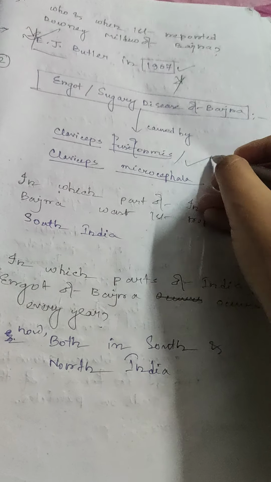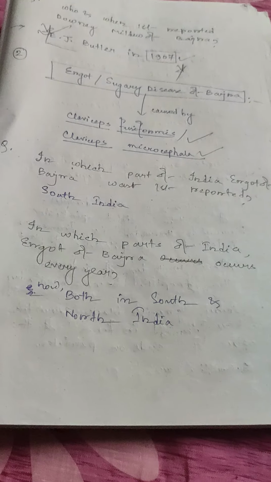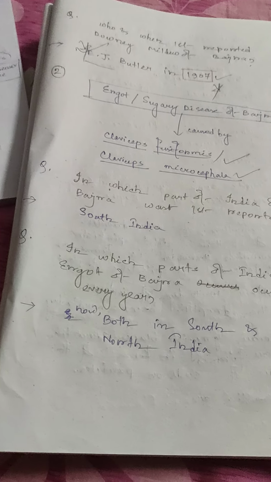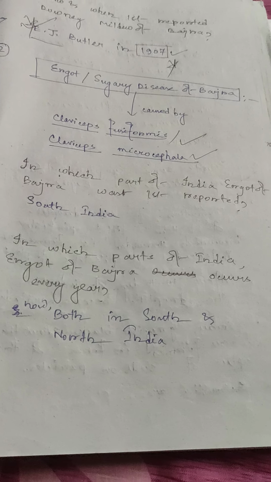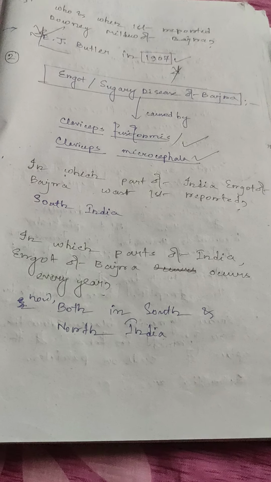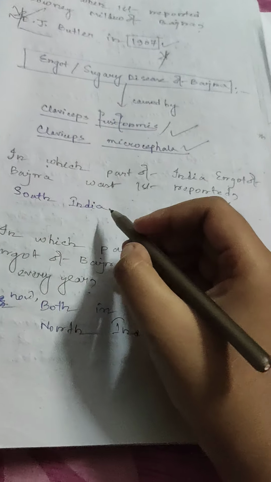Ergot or sugary disease of bajra is caused by Claviceps fusiformis or Claviceps microcephala. In which part of India was ergot or sugary disease of bajra first reported? In South India.